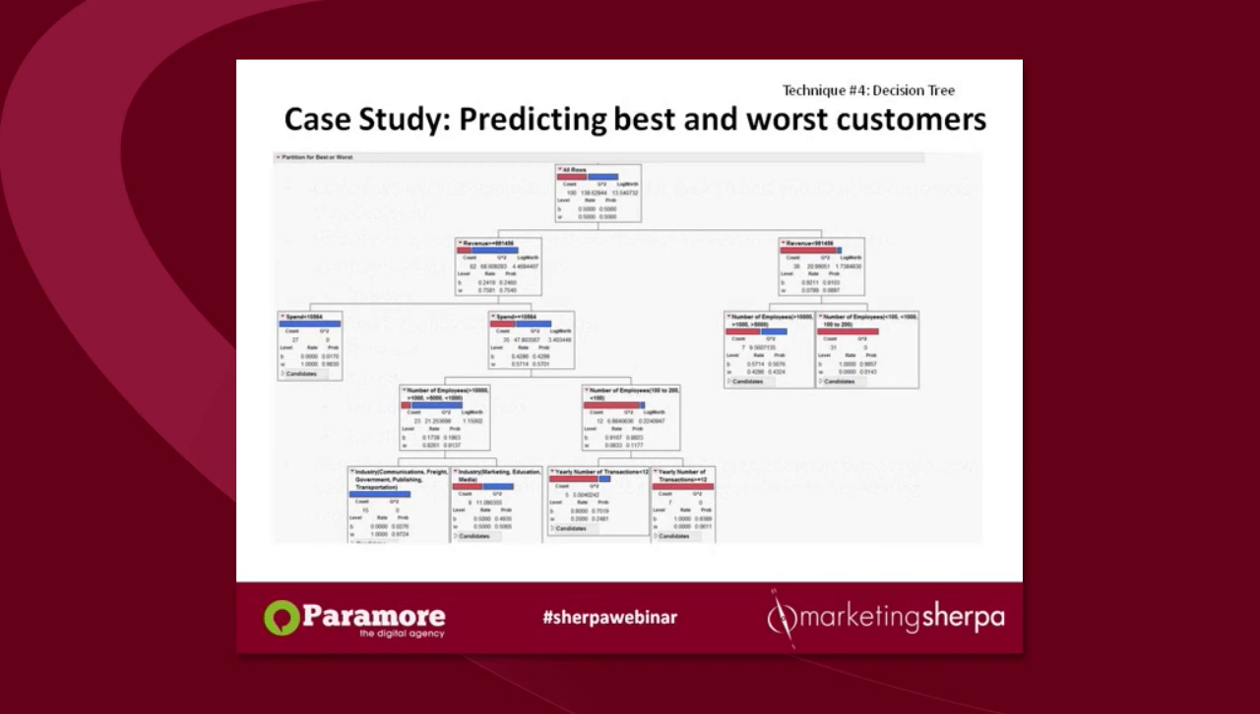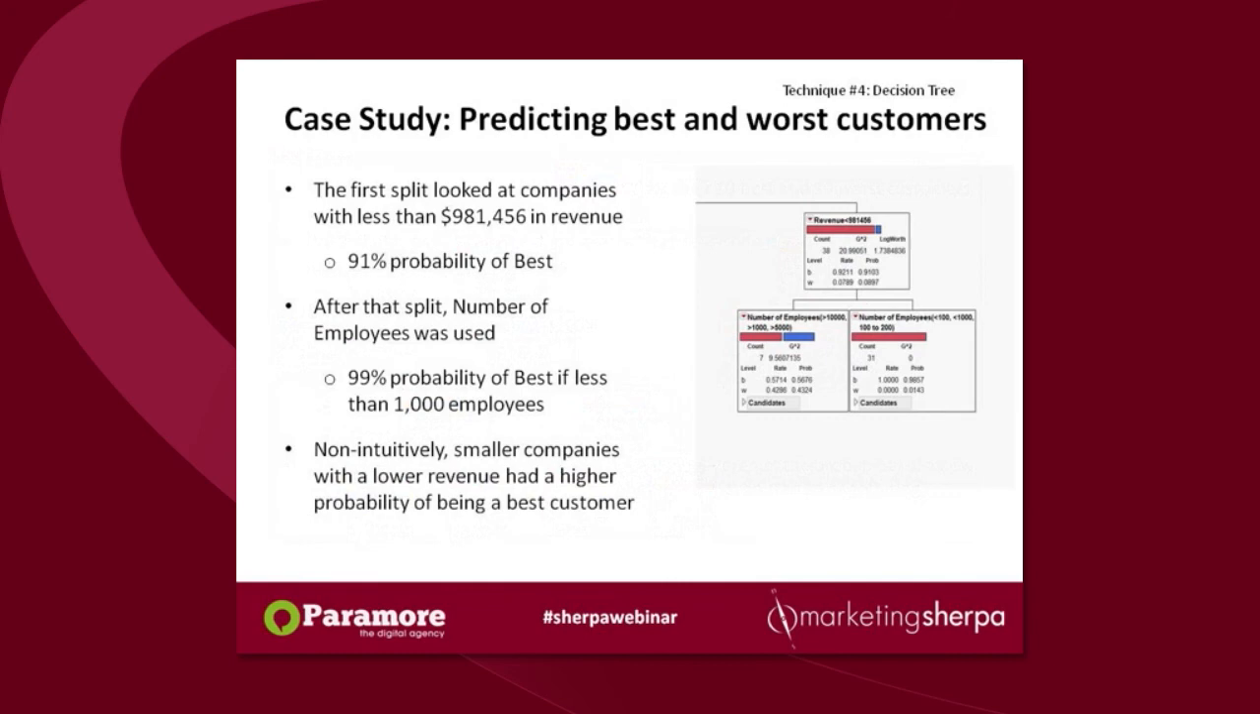So here's what our decision tree looks like. This is just a high-level overview of it. So you can see the tree. We have the starting node and then the terminal nodes at the end. Jumping right in, on the right side, the first split we looked at was the revenue figure. So this branch has companies that had less than $981,456 in revenue. Just that factor alone got us to 91% probability of being a best customer.